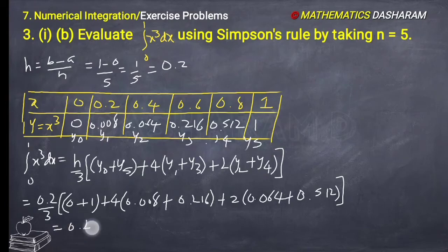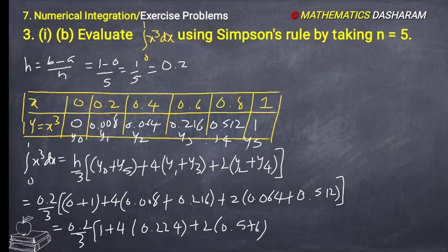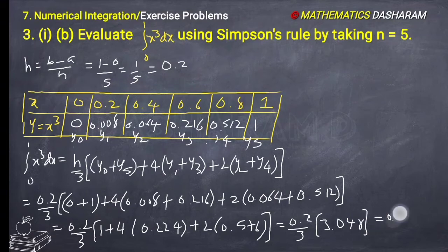So it is equal to 0.2 divided by 3 bracket of 0 plus 1 is 1, plus 4 into 0.08 plus 0.216 is 0.224, plus 2 into the addition of these two numbers, which is 0.576. So it is equal to 0.2 divided by 3 bracket of, this total simplification is 3.048. Then the final answer is 0.2032, which is our required answer.